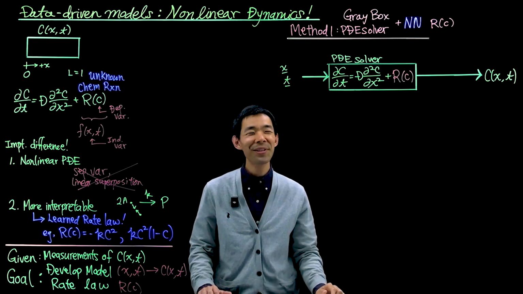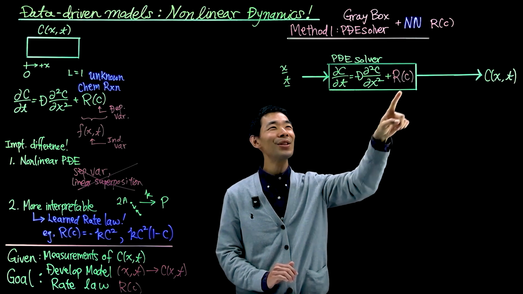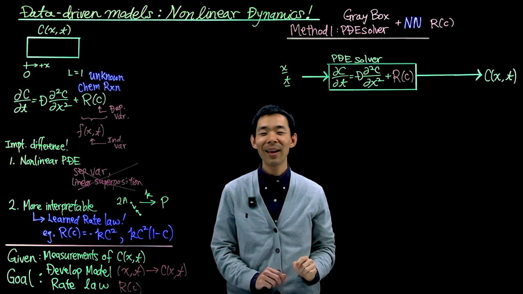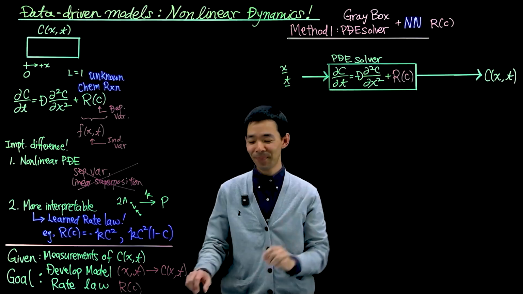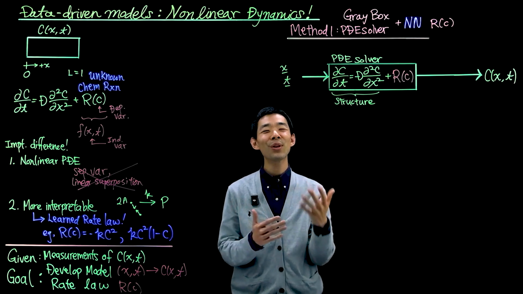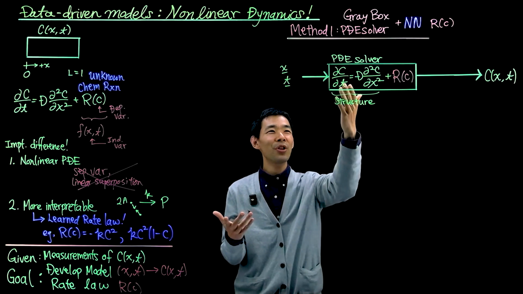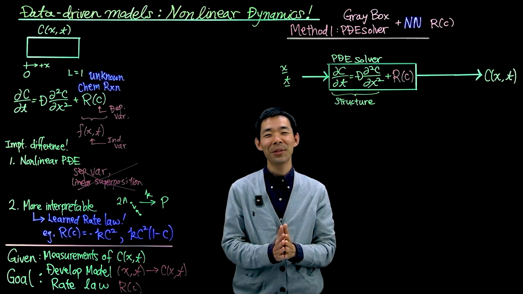Now you can notice that we've put in a lot of mathematical structure into this partial differential equation. That's the white box influence in this model. So there's mathematical structure based on your physical intuition that there's some kind of accumulation term and there's some kind of diffusion happening inside your system.